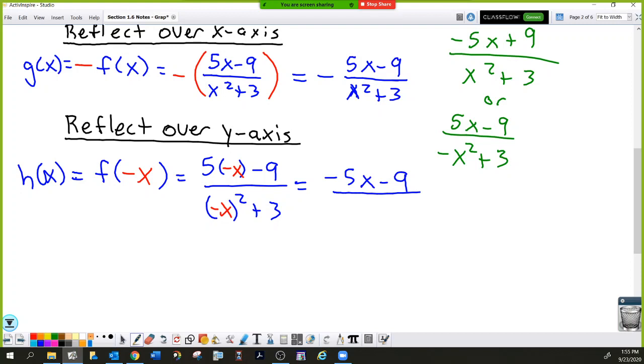it says negative x inside of parentheses squared. That square means whatever's inside this thing times itself. So I have a negative x times a negative x. And when you multiply two negatives, you're going to get a positive. So negative x quantity squared gives me back x squared.